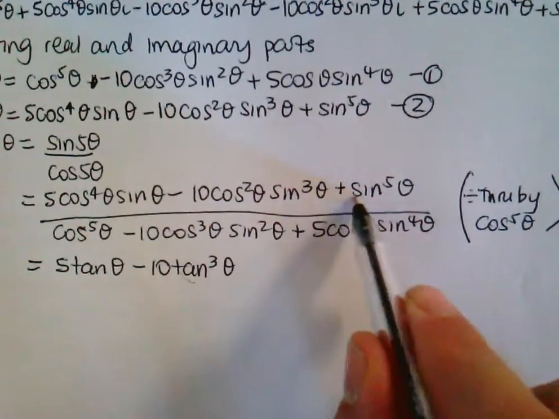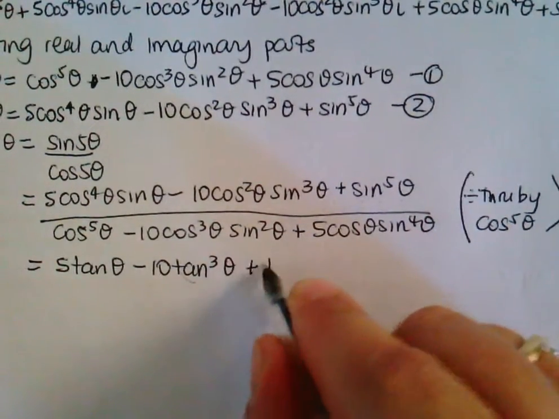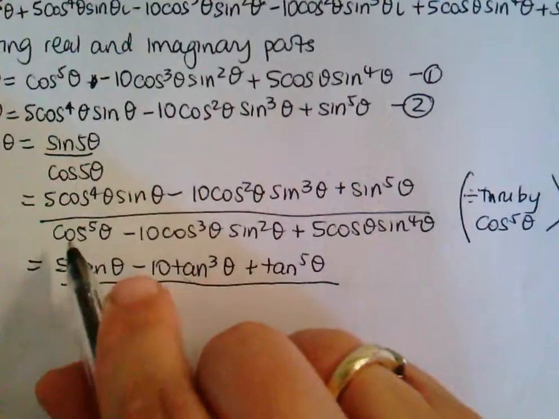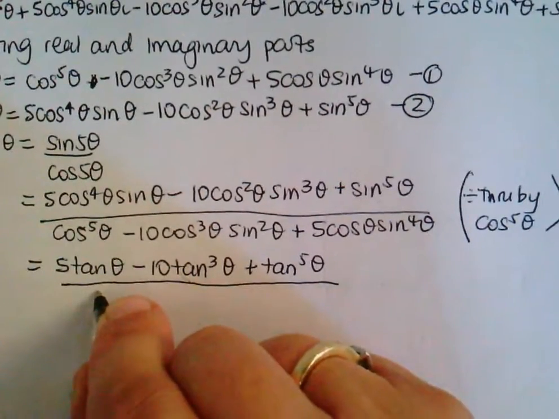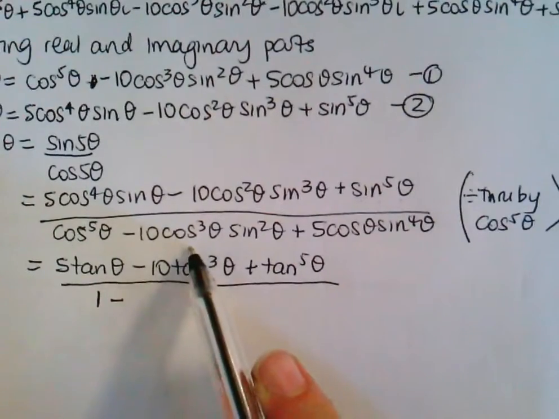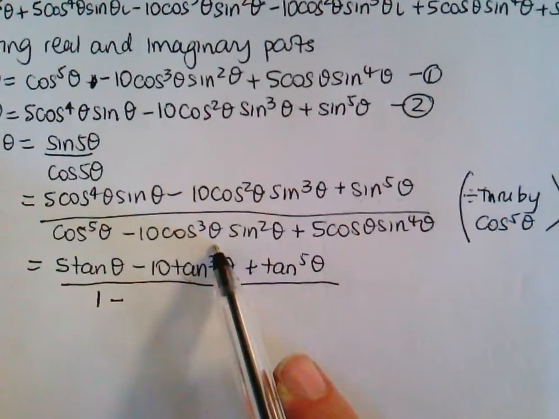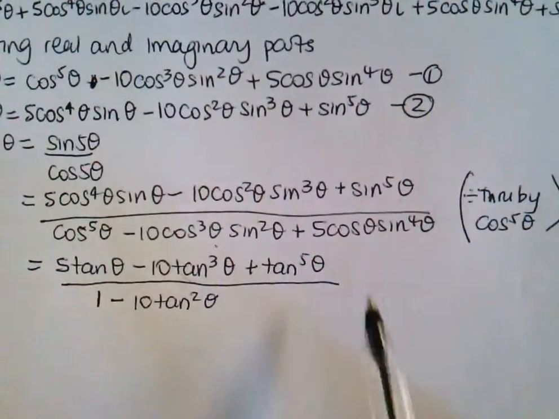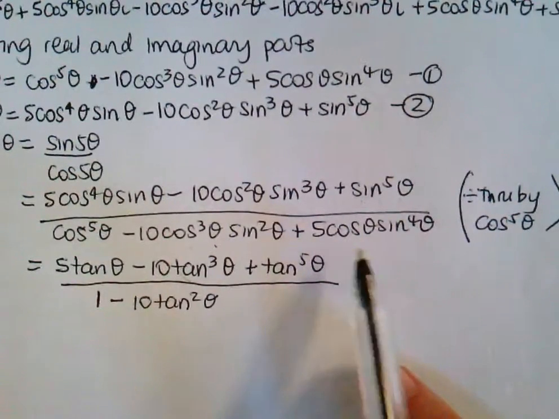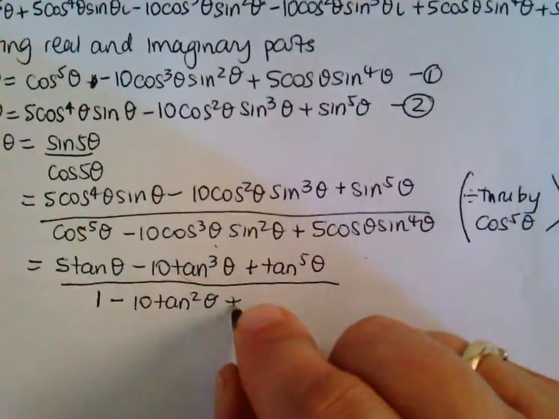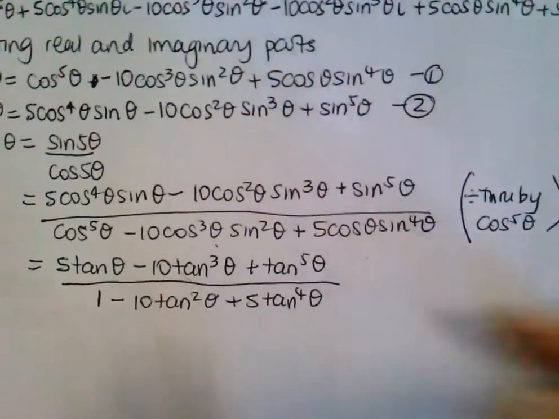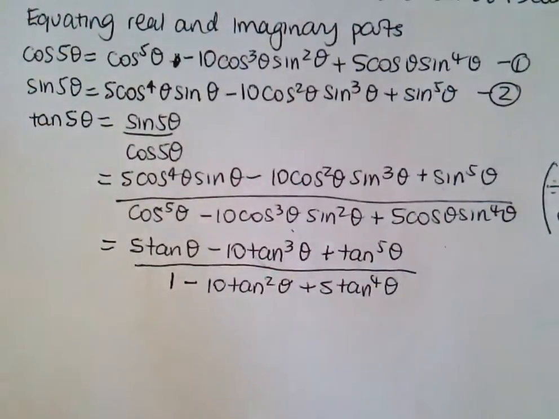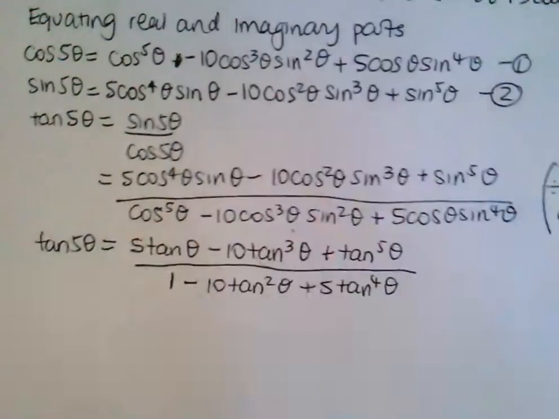Yeah, if we divide this one by cos to the power of 5 theta, we get plus tan to the power of 5 theta over, right, dividing this by cos to the power of 5 theta gives me 1 minus, divide this by cos to the power of 5 theta, 3 of them cancel, 10 tan squared theta, and divide the last term by cos to the power of 5 theta, 1 of them cancels, plus 5 tan to the power of 4 theta. Now that's what tan of 5 theta equals, okay? So therefore, tan of 5 theta equals that.